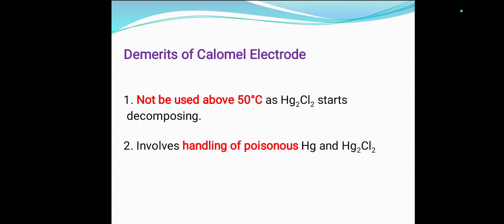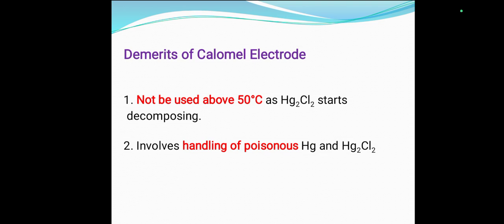Then demerits of Calomel electrode: it cannot be used above 50 degrees Celsius, which means you can dip Calomel electrode in a solution, but that solution temperature should not be greater than 50. If temperature is greater than 50, then Hg2Cl2 present in the calomel electrode starts decomposing. If mercurous chloride, the Hg2Cl2 inside the calomel electrode, decomposes, then that electrode will not work. So the simple demerit or disadvantage: it cannot be used above 50 degrees Celsius. You can use it but below 50.